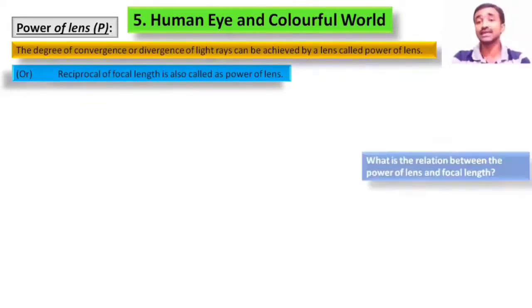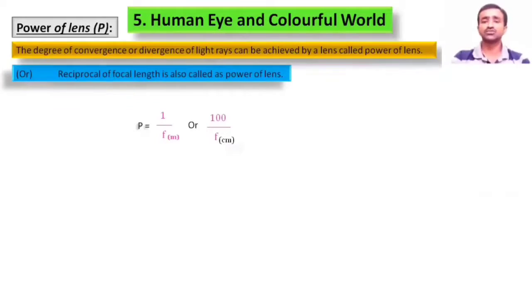Then we'll go for the second one. What is the relation between the power of lens and focal length? For this, I am depending on the second definition: the reciprocal of focal length is called the power of lens. Power of lens is denoted by the letter P. That reciprocal we will write as 1 by F, but the condition is that F is measured in meters. So this is the relation between the power of lens and the focal length. Or, if the focal length is given in centimeters, the power of lens is 100 by F, with F measured in centimeters. So we can use either for the relation between power of lens and focal length.